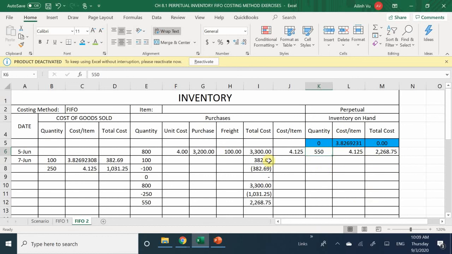So now how many items do we have on inventory on hand as of today, or as of June 7th? What's your total amount of inventory on hand? 550. Good. The cost of 2268.75. Good. I don't know if there's something to be input in between the unit cost, purchase, and price under the purchase. No, we're not calculating any inventory. Okay. Good.